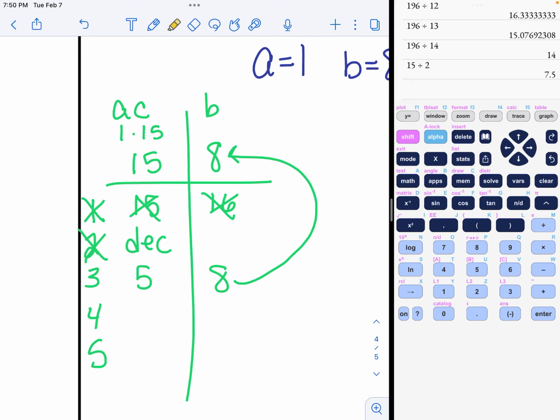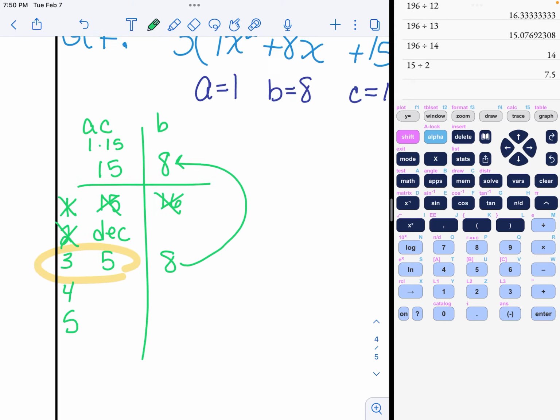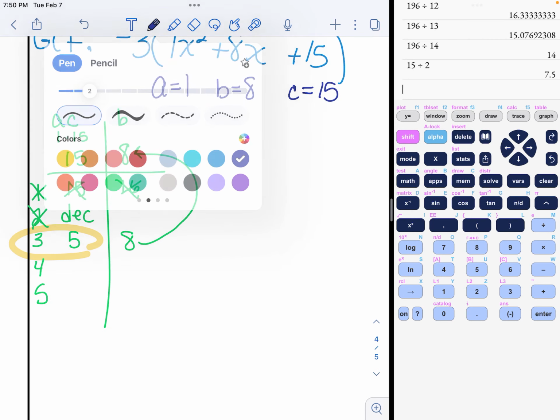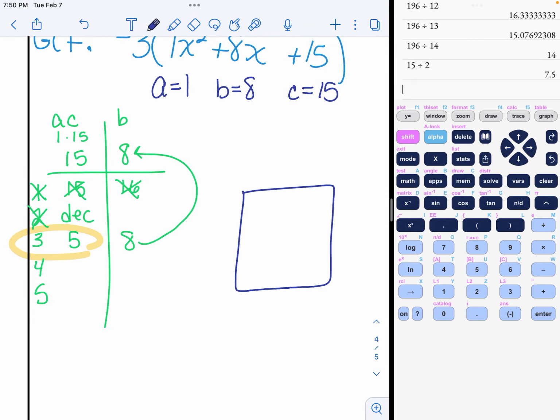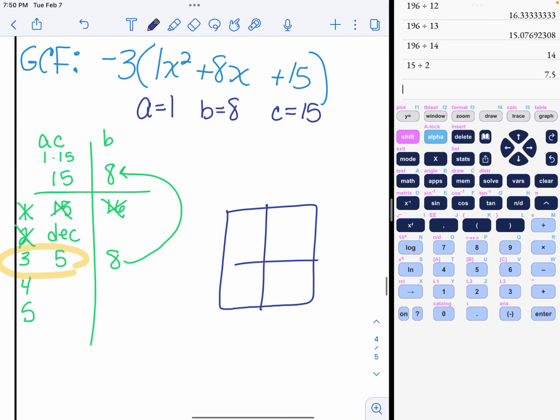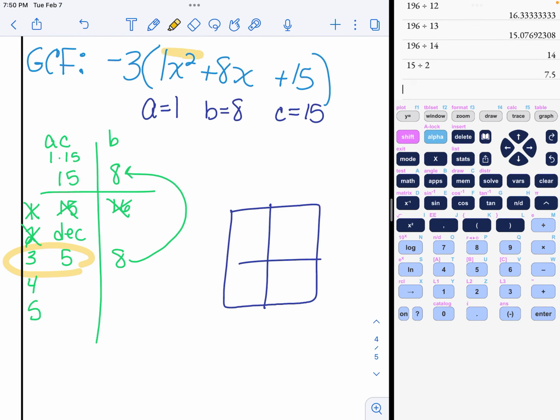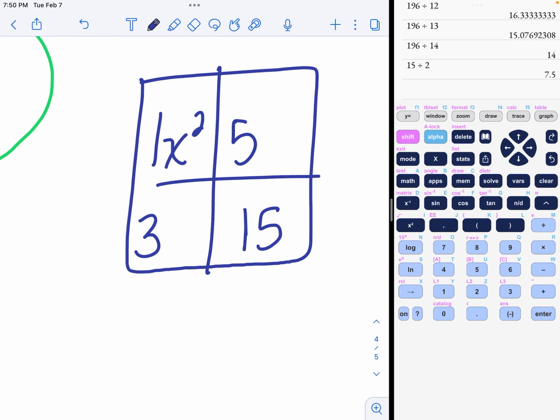Which means these are our magic factors. Now I'm going to do my box here. The top left of the box is this term, 1x squared. And then the bottom right box is this, so 15. Remember these magic factors you helped me find? They go here and here, and they get half of that variable, so they just get a single x instead of x with a 2.